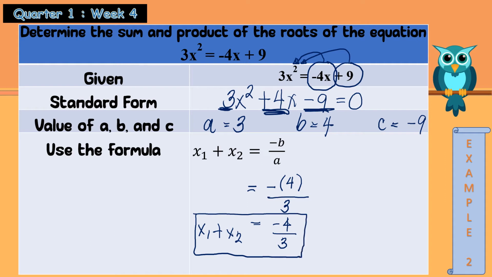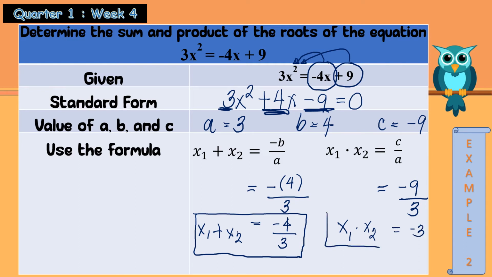And for the product, we will use x sub 1 times x sub 2 is equal to c over a. So the value of c is negative 9. And the value of a here is positive 3. So whenever we divide negative 9 by positive 3, we will come up with the answer for the product of negative 3.